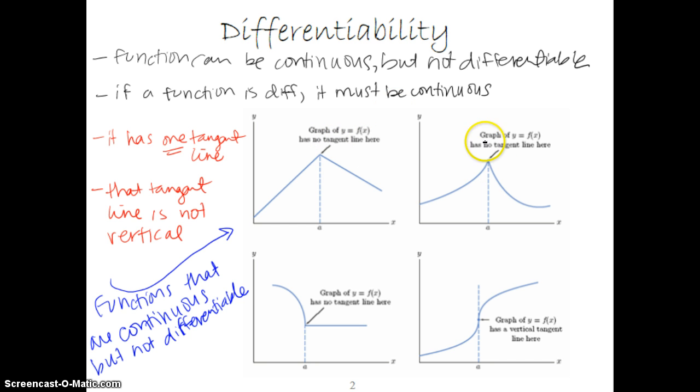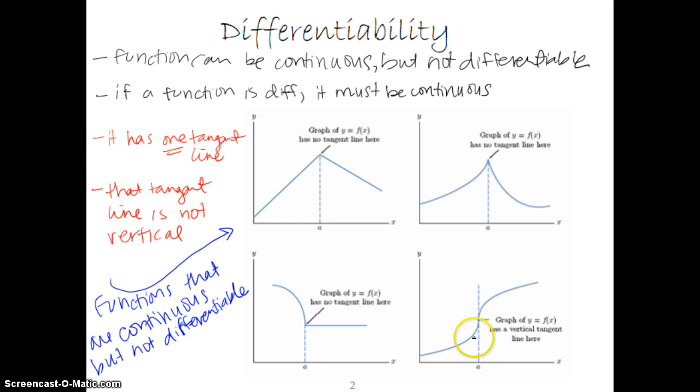Okay, in this case, again, we've got a continuous function. You never pick up your pencil, but at the point A, there's no one tangent line. You have multiple lines that could be tangent to this graph. Here's another case where there's no one tangent line. It is continuous. You don't ever pick up your pencil, but there's not one tangent line that would make this function differentiable. You have to have one tangent line.